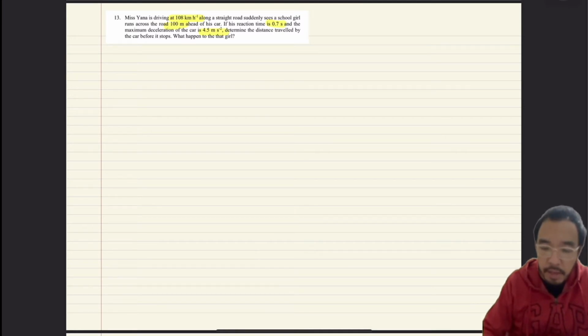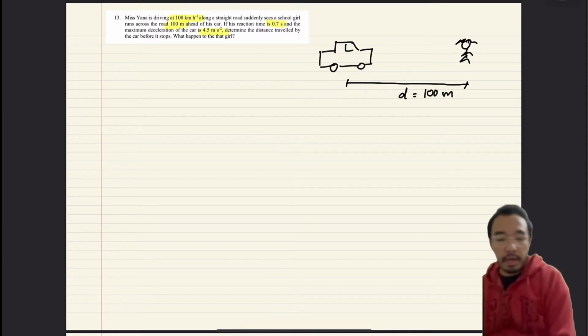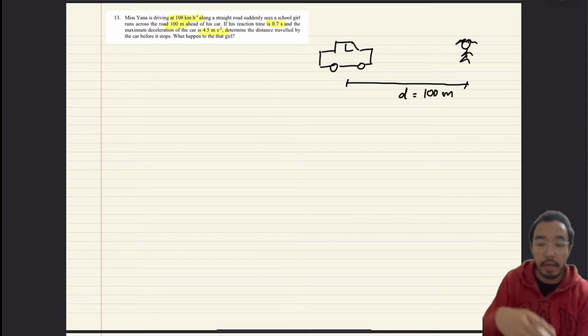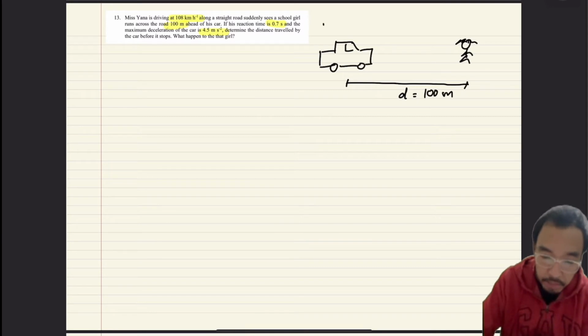Again, we assume that the car is moving to the right. It's much simpler that way. And she's a schoolgirl, 100 meters ahead of the car. So the distance, I put D because I don't want you to confuse it with the distance the car travels. This is the distance between the car and the schoolgirl when Miss Yana first saw the girl, driving at 108 kilometers per hour.